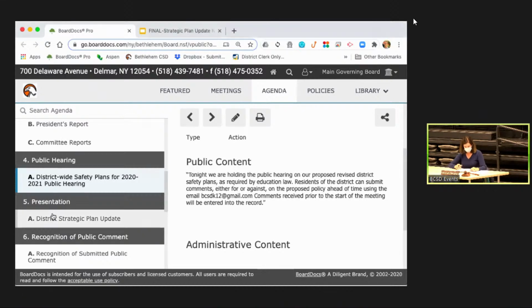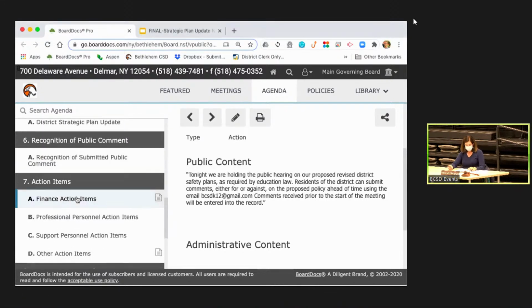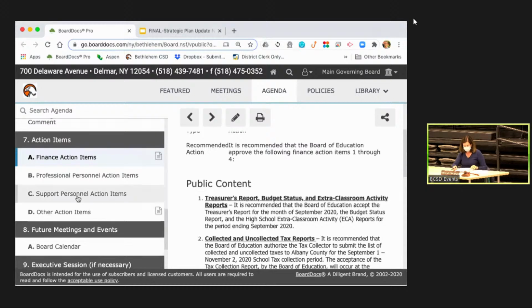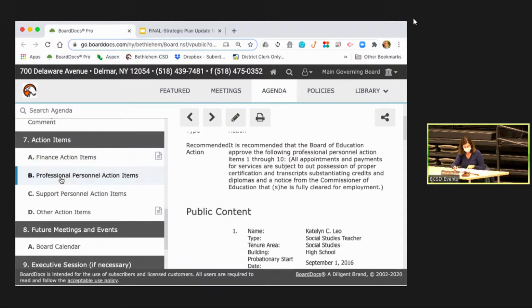Item 7, action items. A, finance action items. It is recommended that the Board of Education approve the following finance action items 1 through 4. So moved. Second. Any discussion? I'll just thank Perfect Granola for their donation of over 2,000 packets of cinnamon granola for the breakfast program. That's great. All in favor? Aye. Any opposed? Any abstentions?